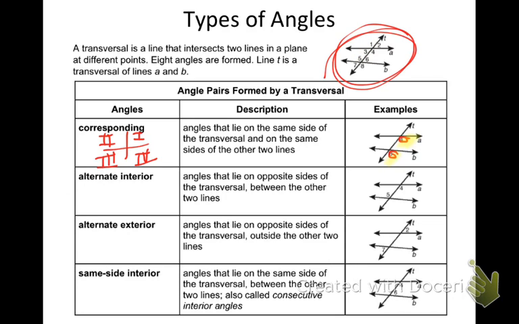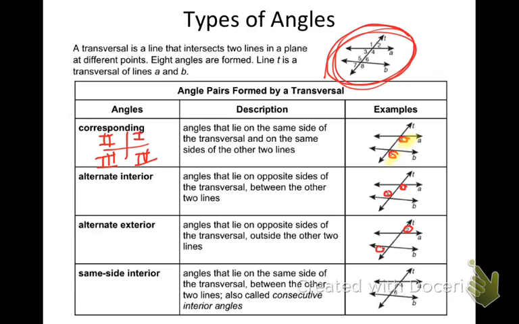Okay? Alternate interior angles. Recognize alternate interior angles. Different inside angles. So I have 4 and 5 there. If I go back to my example up top, what's another example of alternate interior angles? 3 and 6. Yep. Those are on different inside angles. Alternate exterior. Again, recognize different outside angles. Besides 2 and 7, what's another example of alternate exterior angles? 1 and 8.